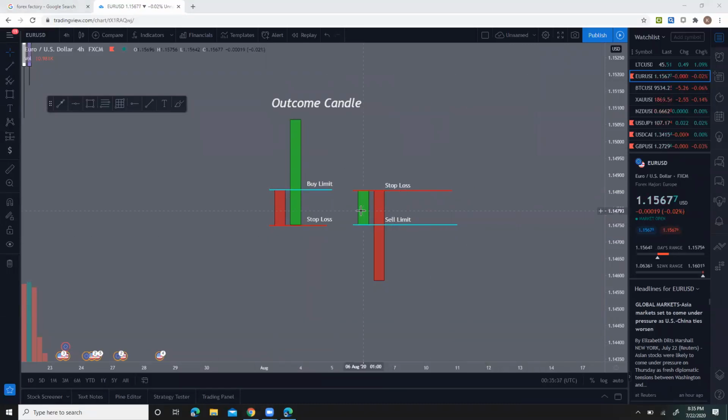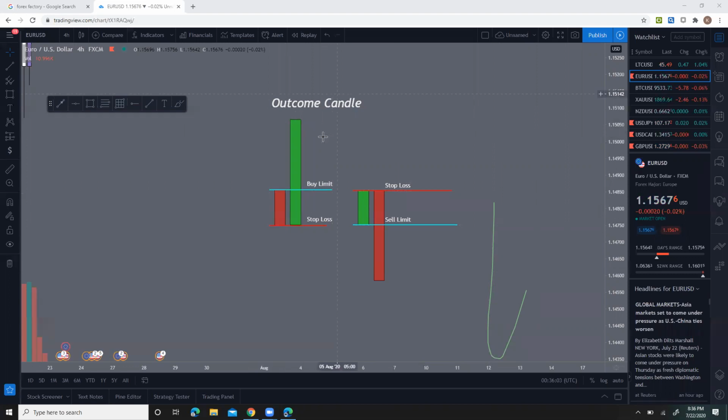So, I went ahead and made this diagram just for you all to reference. When we talk about outcome candles, for the most part, in their most basic form, they're usually engulfing candles. So, say you're going to have a sell candle right here and then a buy candle right after. And when you have that, you're going to put your buy limit right here at the open of this candle, and then the stop loss at the close of it.